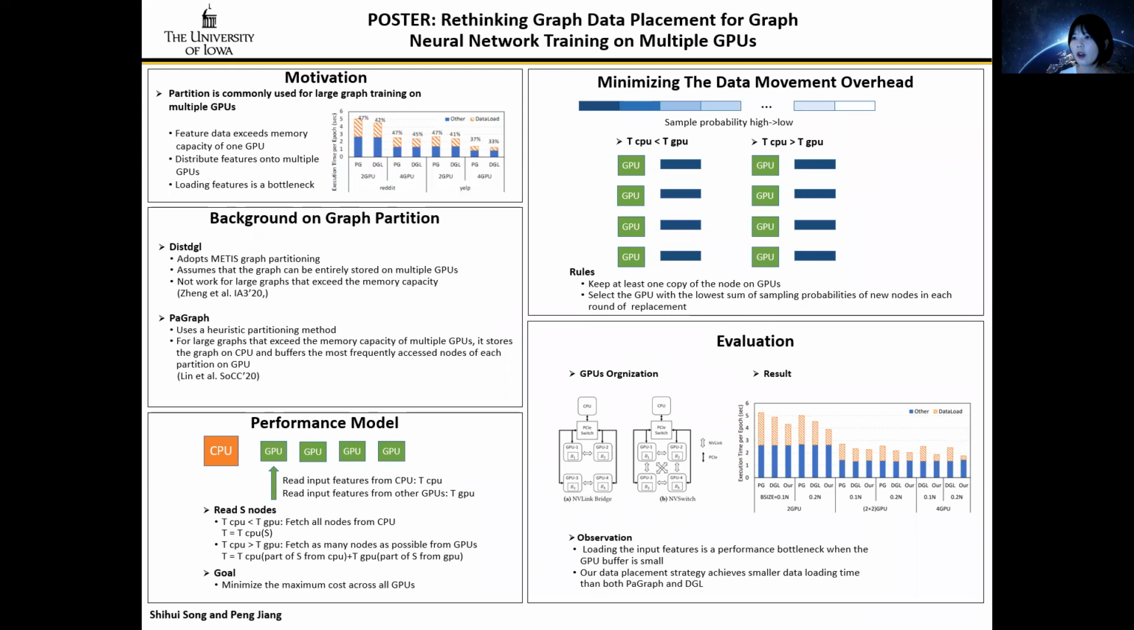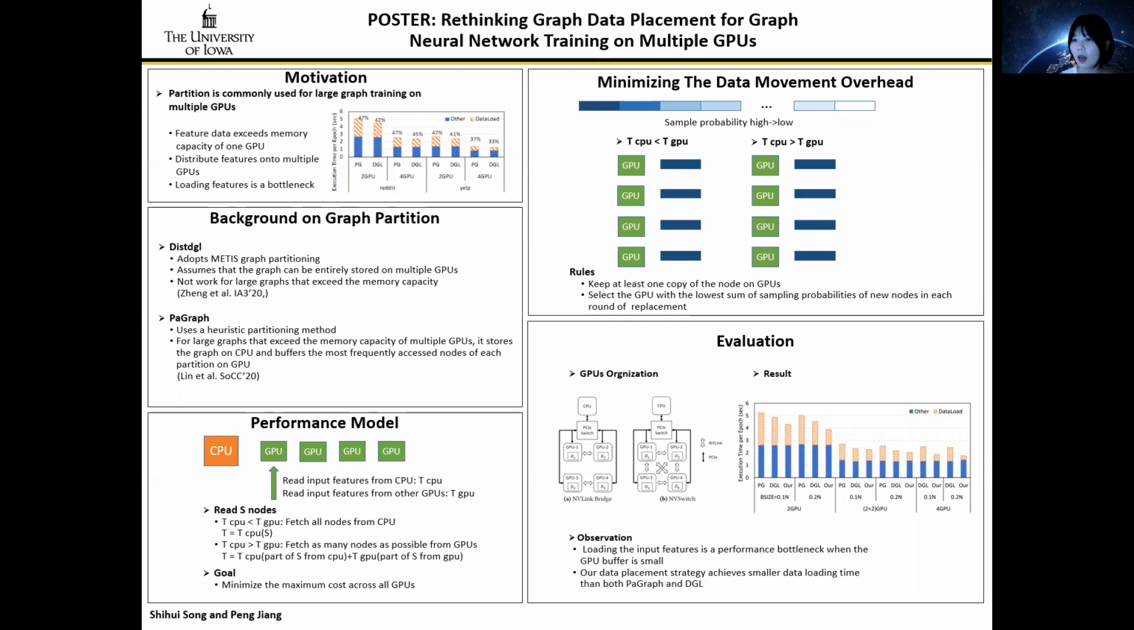Graph neural networks, also known as GNNs, are now the state-of-the-art models for machine learning tasks on graphs. They make predictions with node features, but on large graphs, node features data could exceed the memory capacity of GPUs. So it's challenging to train GNNs efficiently on large graphs.